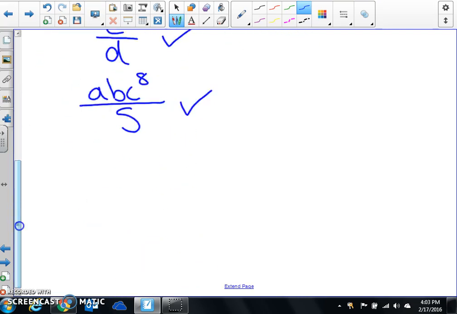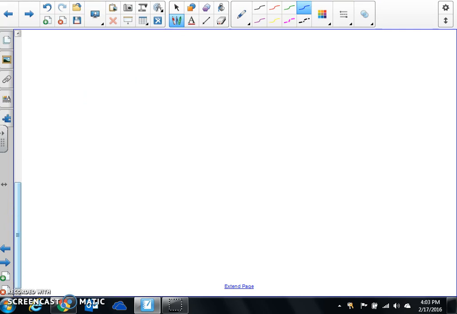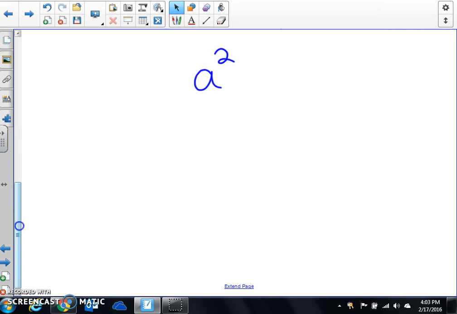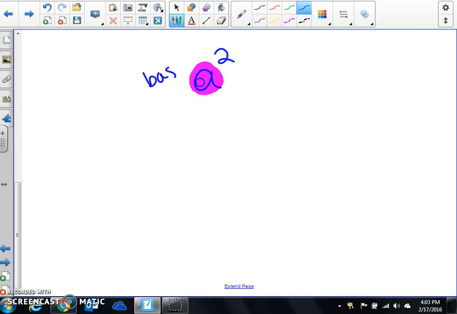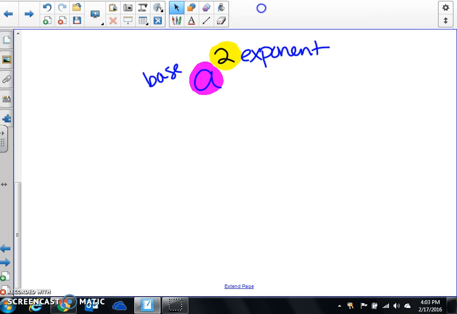All right. In general, when we're talking about multiplying, dividing, all this good stuff with exponents, let's just take a squared. So a is your base. The squared part is your exponent. Okay? Now let's actually get into some of them.